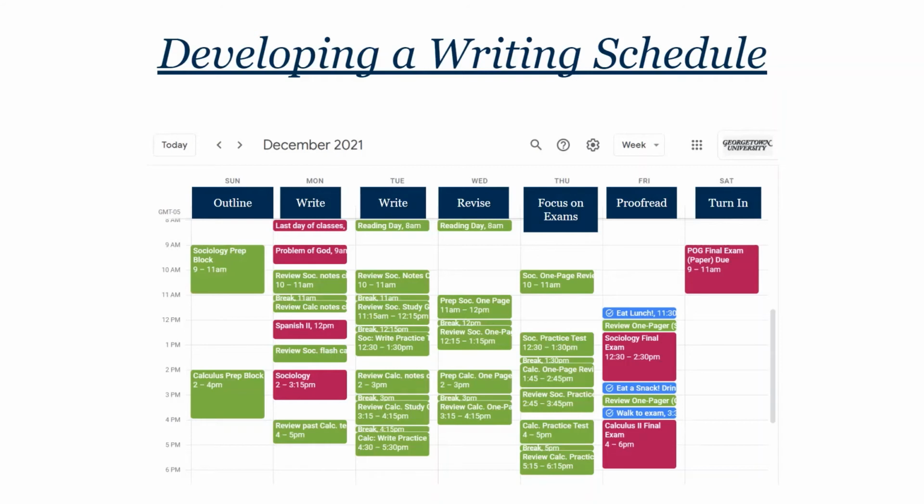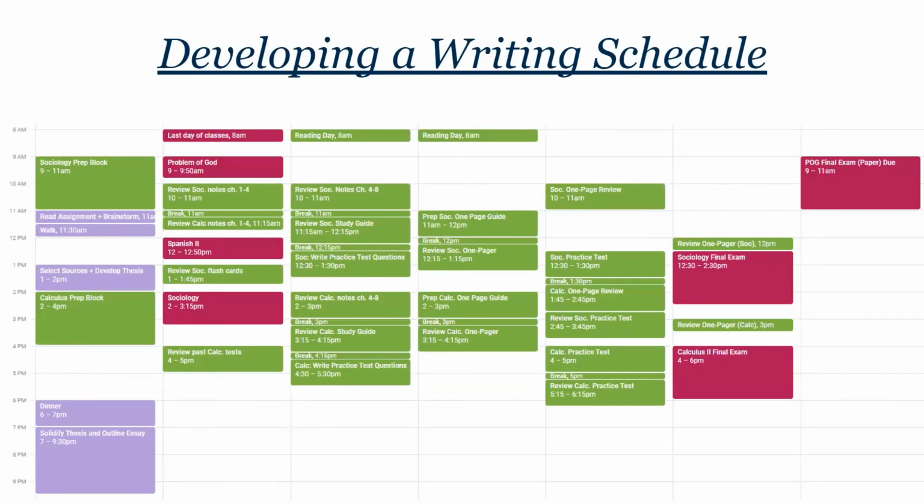If I have more time, maybe I would try to spread out the earlier steps, but because I have such a busy week, I'm going to do a lot of the brainstorming and the early steps on Sunday. So let's start with Sunday. The first step here is reading the assignment. And as I mentioned before, steps for writing a paper are quite fluid. So after the sociology prep block, I'm going to spend 30 minutes reading the assignment and brainstorming.